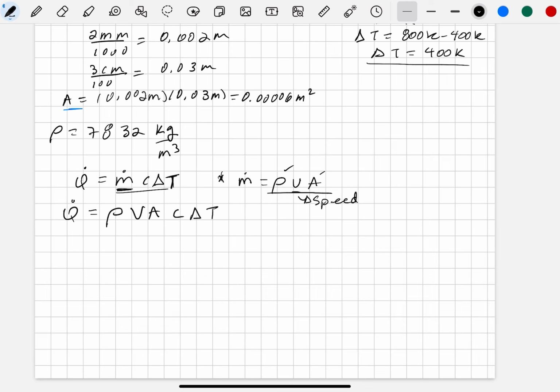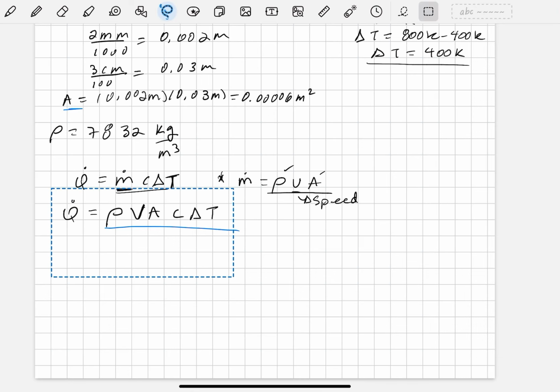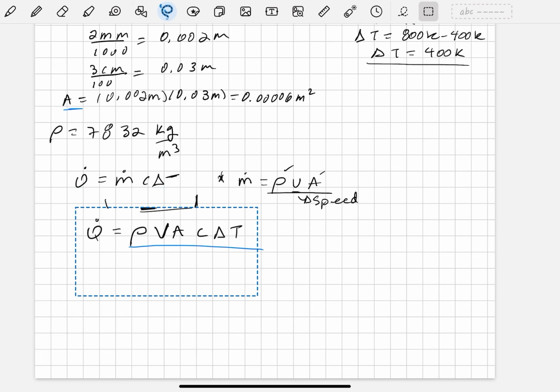Now if I want to make things a lot simpler, I can isolate the speed by dividing everything. Let me make some space for myself, and I don't need this here.